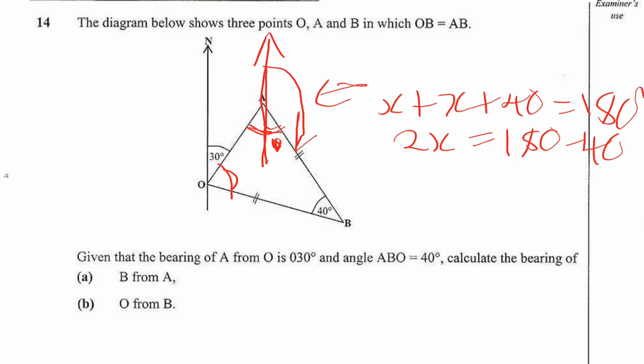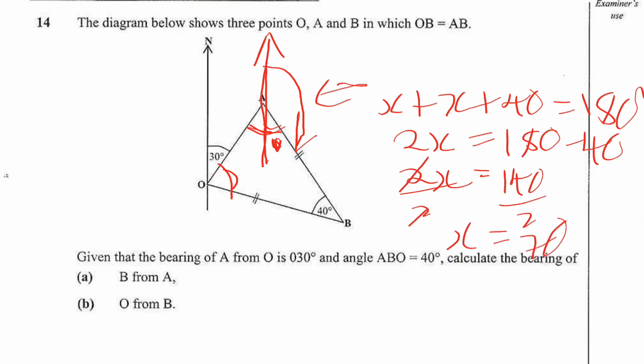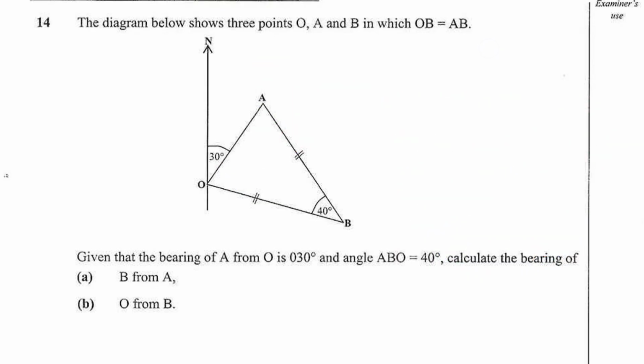2x is equal to 180 minus 40, which is just 140. So 140 over 2, x is equal to 70. Okay, so here it is 70, here 70, even here 70. So you can just copy this one. I want to erase so that it is clear. So you have 70 here and 70 here.